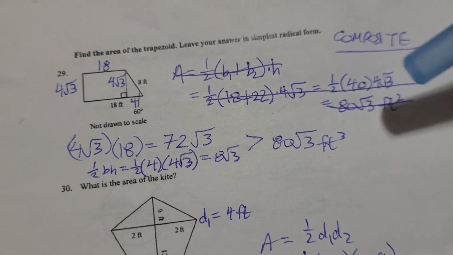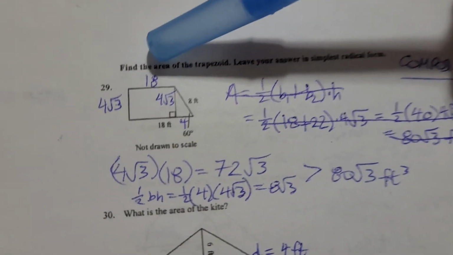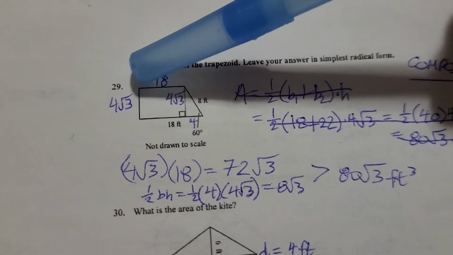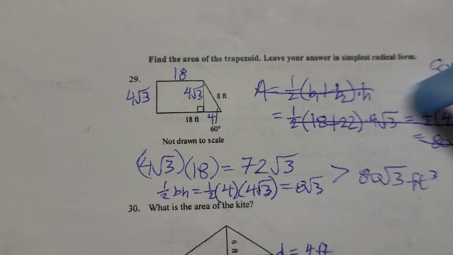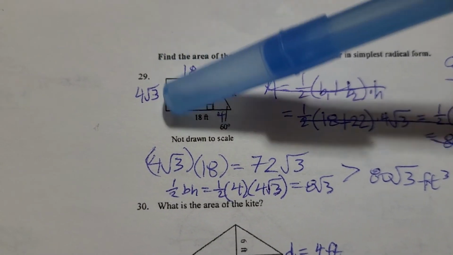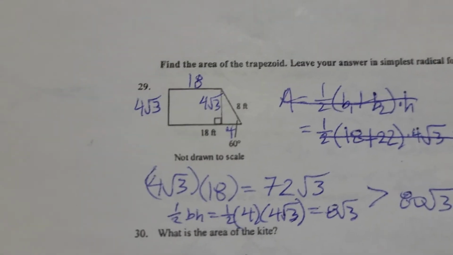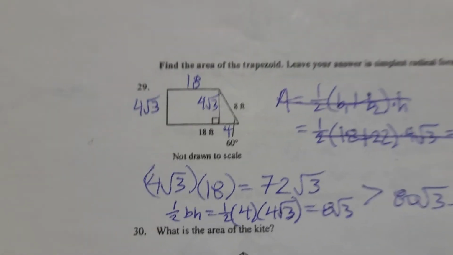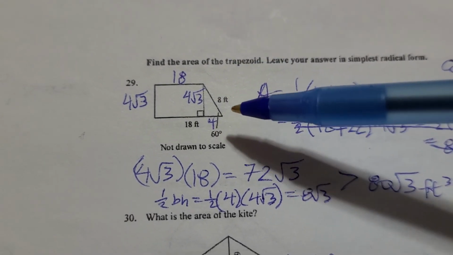But then I didn't get the answer in the back, so I'm like, okay, I must be doing something different. So then I said, okay, let me just find the area of this rectangle, which is going to be 18 times 4 square root of 3. Remember, I found that height, and I was still going to need that height. So I did that, and then I'm going to add that to the area of this triangle.